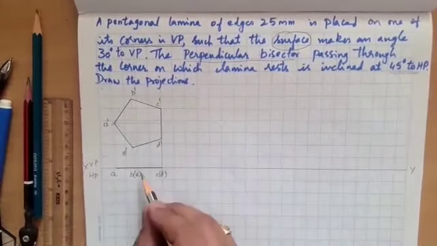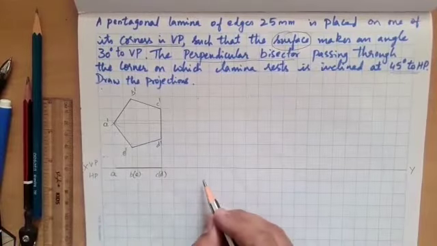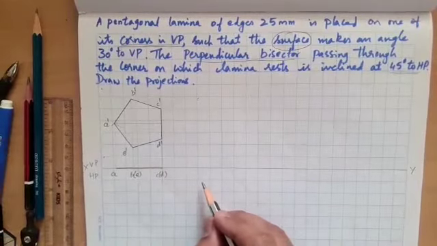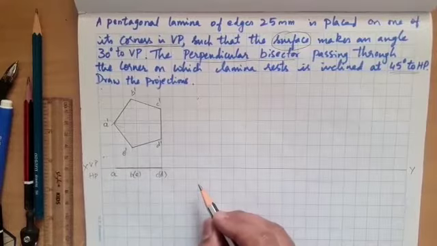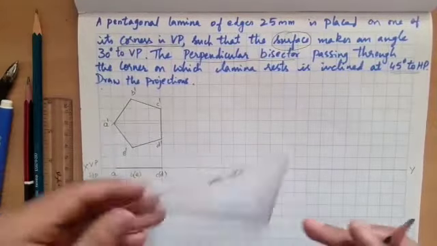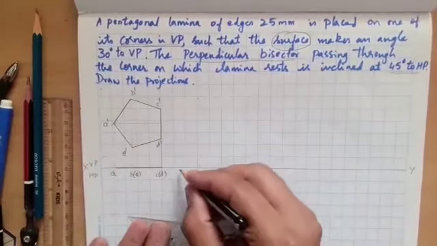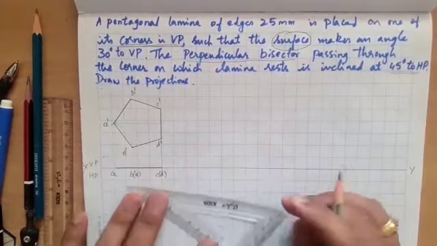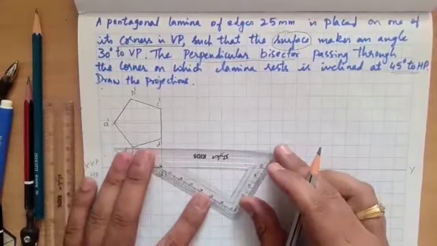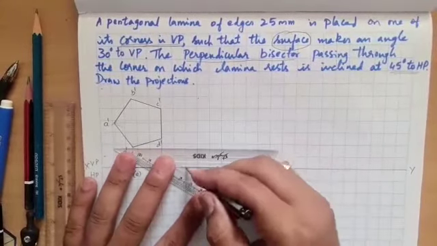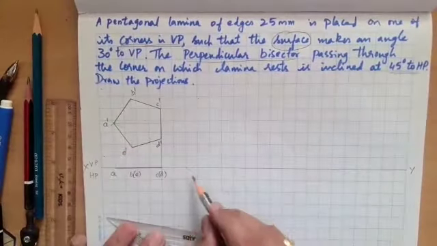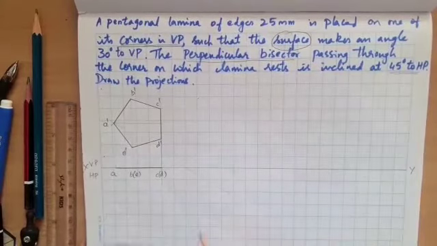Next, I have to shift this top view to the new position at an angle of 30 degrees to VP. So I'll take a set square. First, identify the position. I'll identify somewhere here. So hold your set square like this and draw a thin line for 30 degrees. This is the 30 degree line.